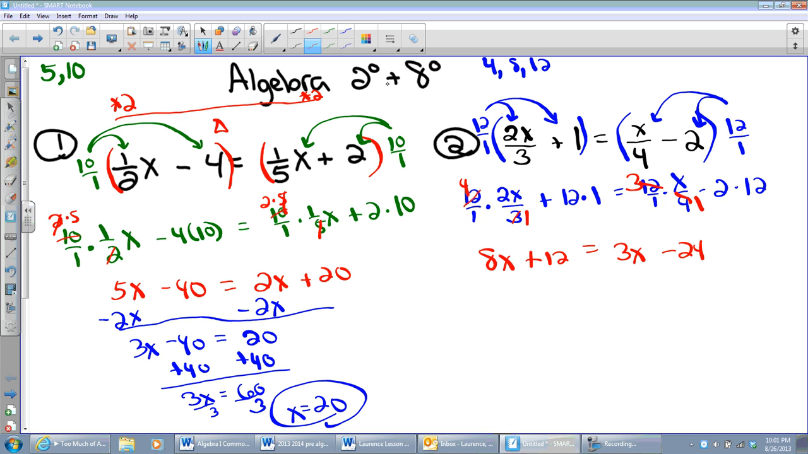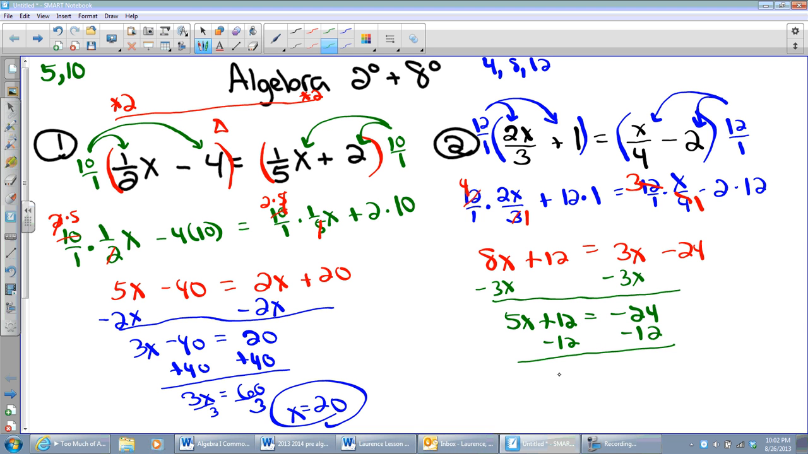Again, I've got x's on both sides. I'll take away the x term with the smaller coefficient. I'll get 5x plus 12, and that's going to equal negative 24. I'll subtract 12, and then 5x is going to equal negative 36.